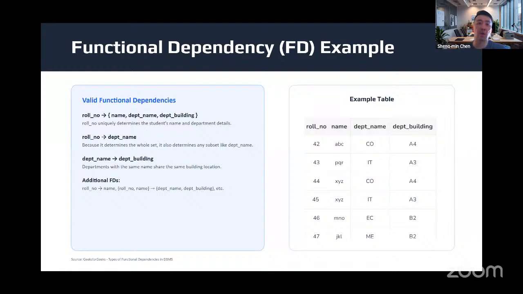A valid functional dependency here is, for example, your keys. Therefore, from your keys you get the set of non-key attributes, such as in this table, name, department, buildings. And then, let's see what else. Department number also determines department name.